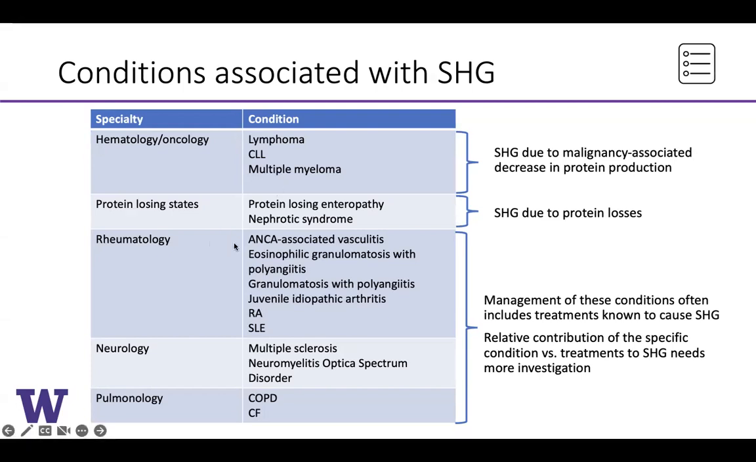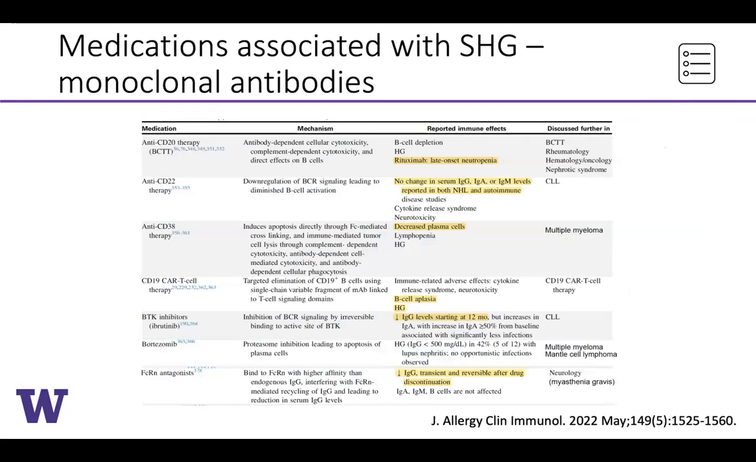In terms of the other broad categories of conditions associated with secondary hypogammaglobulinemia, like in rheumatology, neurology, pulmonology even, that's less clear. We do see hypogammaglobulinemia often in patients with these conditions, but it's oftentimes not clear if that's secondary to the underlying disease process or medications they're on, or both. And so that still needs a lot more investigation. Now, moving on to medication.